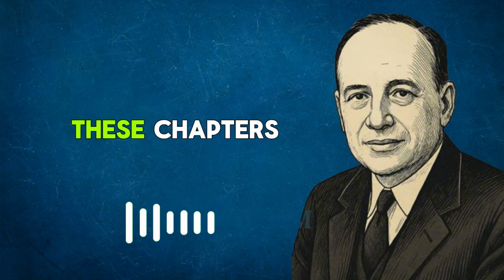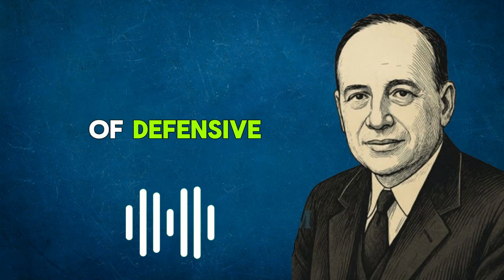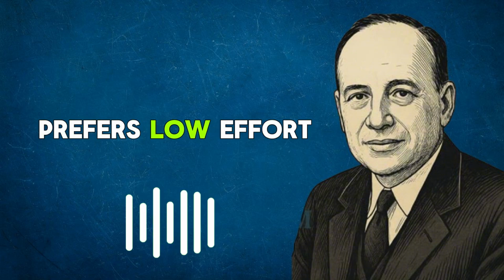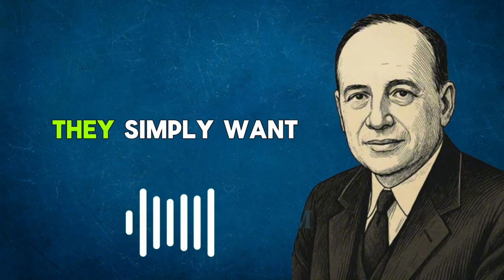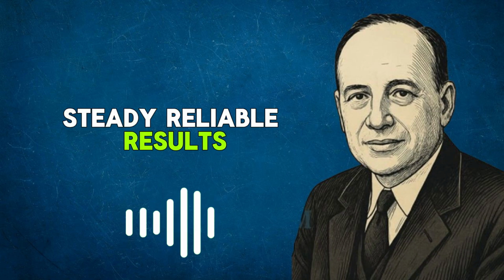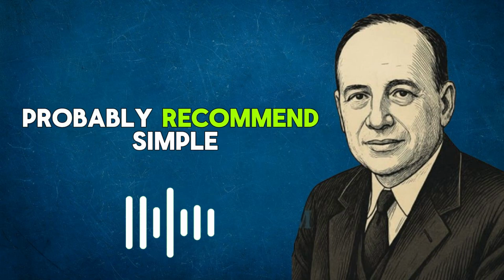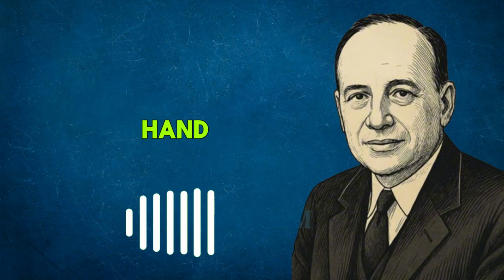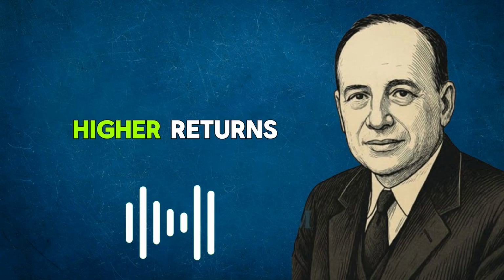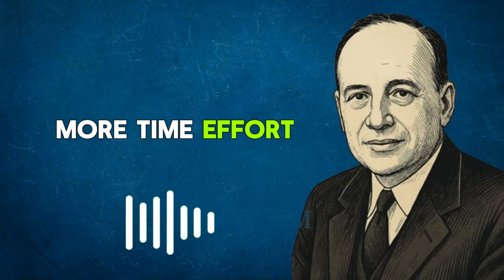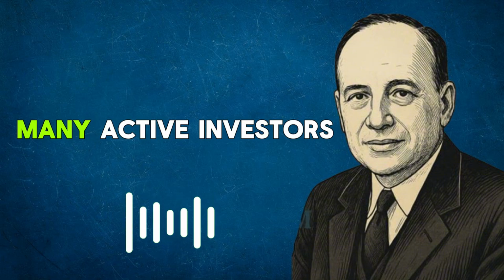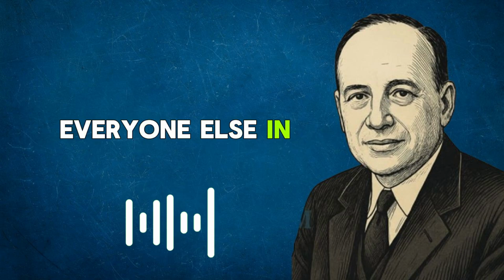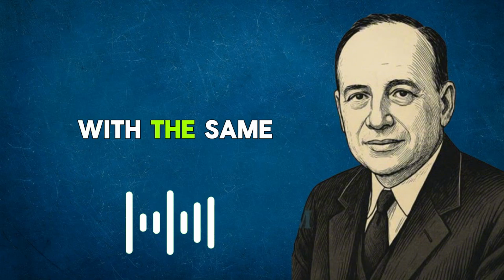One of the key parts in these chapters is Graham's explanation of defensive versus enterprising, or active aggressive, investors. A defensive investor prefers low effort, low stress, and lower risk. They simply want steady, reliable results. Today, Graham would probably recommend simple, diversified value ETFs for defensive investors. On the other hand, enterprising investors seek higher returns by putting in more time, effort, and research. But Graham warns that many active investors actually underperform because while they work hard, everyone else in the market is also working hard with the same information.